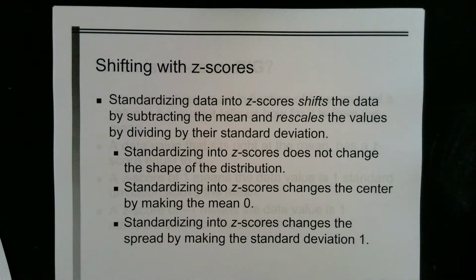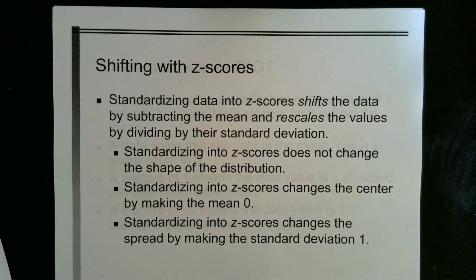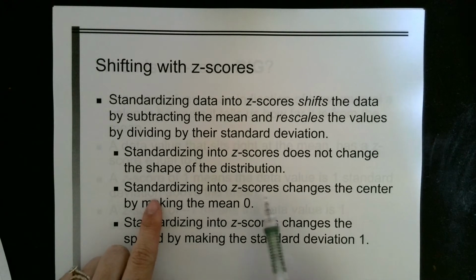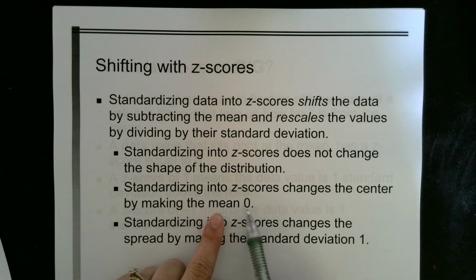When we take our data and we convert everything into z-scores, what we're doing is shifting this data. So you're shifting the data by subtracting the mean, and then you're rescaling by dividing by their specific standard deviation. Whenever we're changing it into z-scores, you don't change the shape of the distribution by changing the mean and the standard deviation. What's interesting is by standardizing into z-scores, you make the center have a mean of 0.